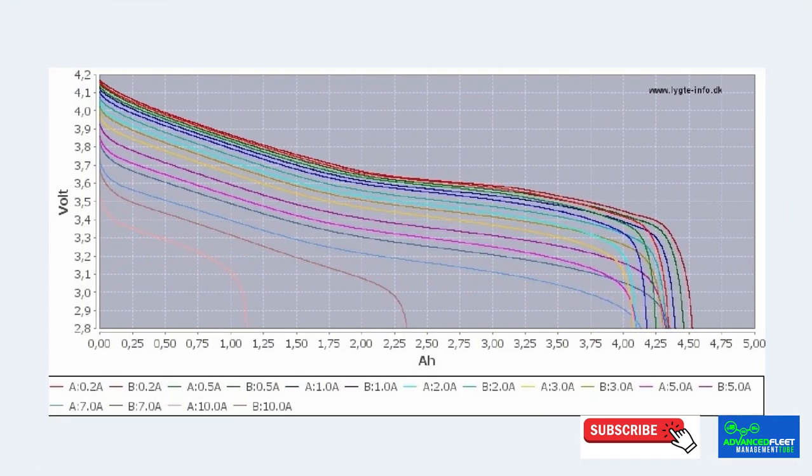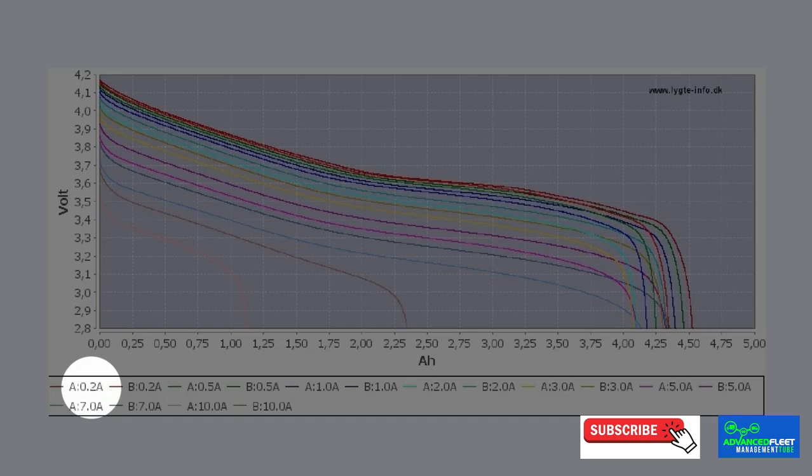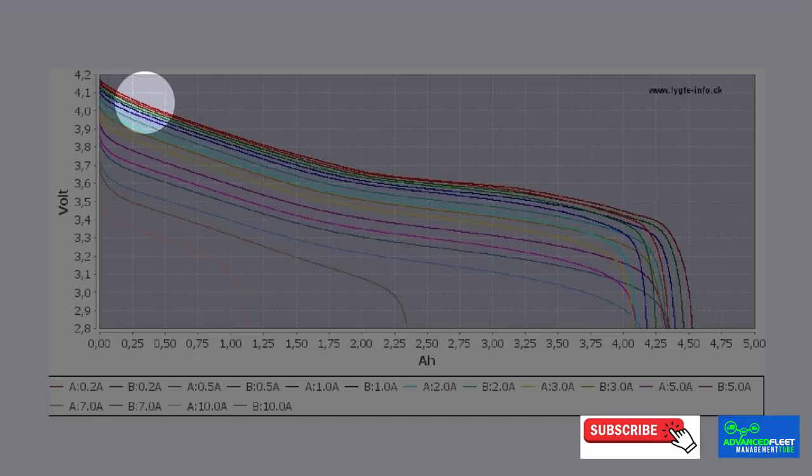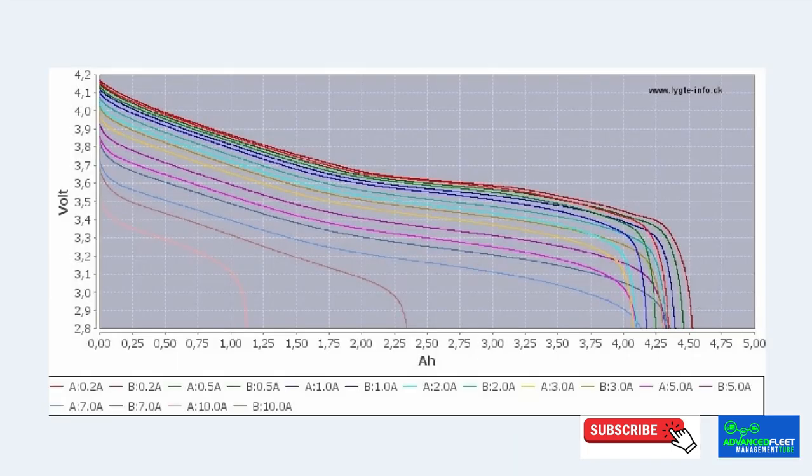The graph shows the ampere hours on the x-axis, voltage on the y-axis, and various curves have been represented depending on the discharge intensity. For a discharge intensity of 0.2 amperes, 4.5 ampere hours are obtained. For an intensity of 7 amperes, we obtain around 4.15 ampere hours, and for intensities of 10 amperes, we obtain around 2.25 ampere hours.